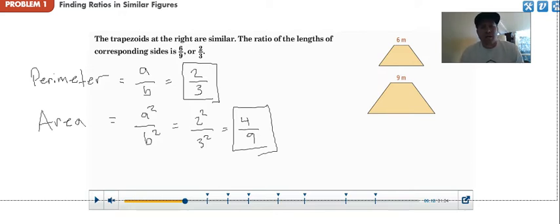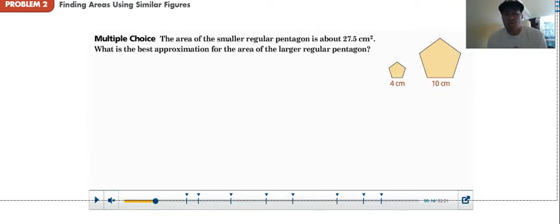So again, just finding the ratios right here, but let's do a problem where we'll actually use this to solve. Alright, so for this problem, it says the area of the smaller regular pentagon is about 27.5 square centimeters, and it wants us to approximate what the area of the larger pentagon is going to be. So first, it gave us the area of this smaller pentagon. So we're going to write area is going to equal 27.5 square centimeters.